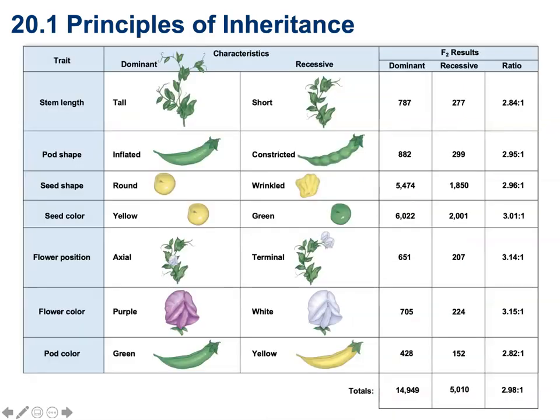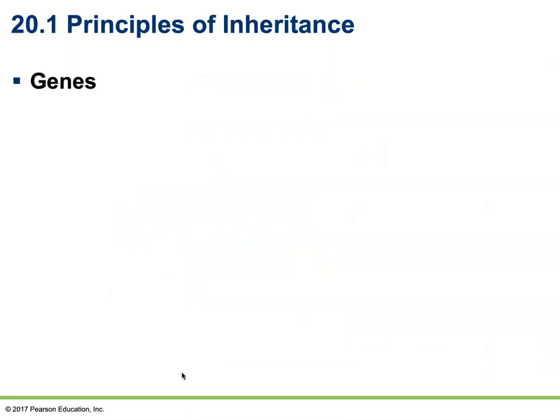And he found that this was, interestingly enough, true whether you were looking at tall versus short, inflated versus constricted, round, wrinkled, yellow and green, axial or terminal flower positions, purple versus white flowers, or green versus yellow pea pods. He found that one trait always prevailed over the other in a roughly 3-to-1 ratio. This was very interesting. So from this work, at the time, Mendel called his factors hereditary units. We now know and recognize these factors to be genes today.